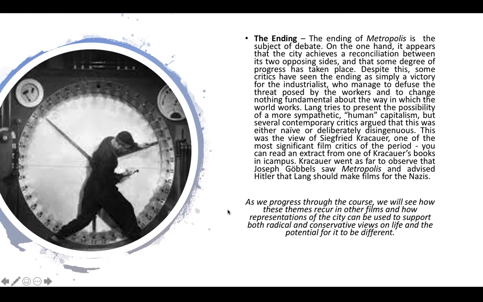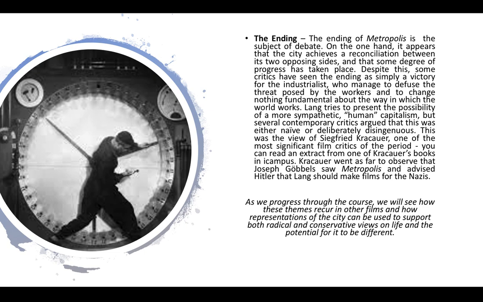Back to the PowerPoint. So yeah, Kracauer also observes that Goebbels and Hitler saw the film Metropolis and that Hitler was so impressed by it that he thought that Lang should make movies for the Nazis. Take from that what you will, but Kracauer and many others did not think of the ending as being especially radical.